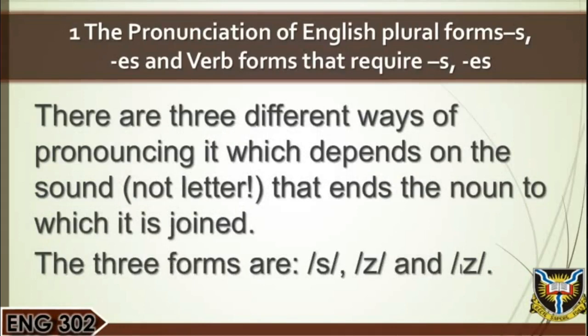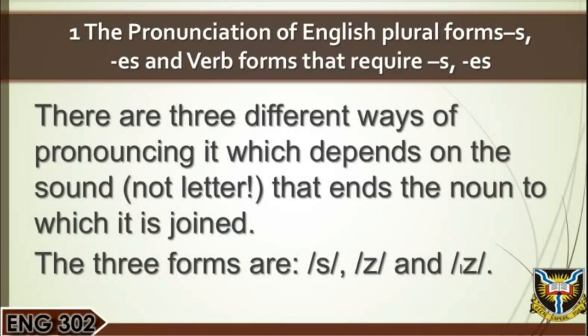In slant brackets, /s/, after nouns and verbs that end with voiceless sounds, e.g., pick plus S is pronounced picks, /piks/. K, the last sound of pick, is a voiceless sound, so S should be pronounced as /s/. /z/, after nouns and verbs that end with voiced consonants, e.g., rob plus S is pronounced robs. The last sound of rob is a voiced sound, so S should be pronounced as /z/.